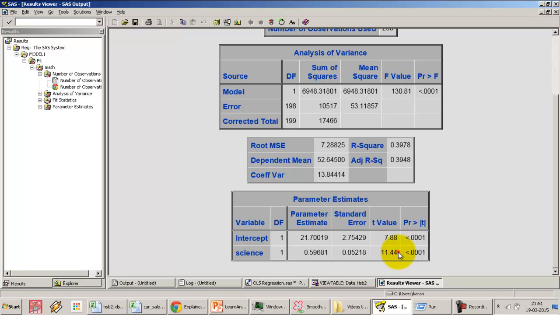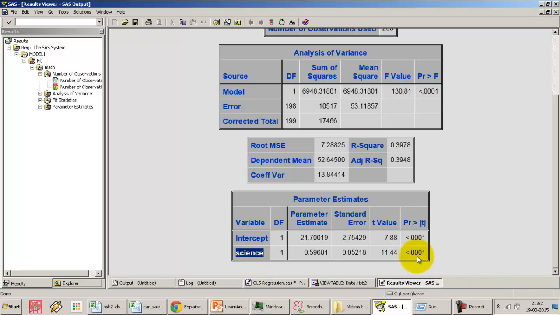The way the t-value is calculated is simply the estimate divided by the standard error, because the null is that this estimate is actually 0. And this p-value also comes out to be less than alpha. Therefore, this variable has a significant relationship with the dependent variable.